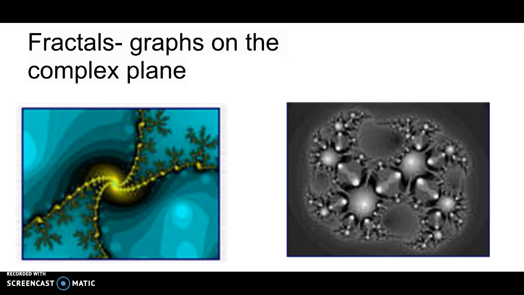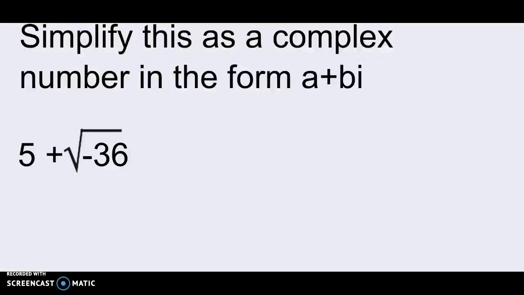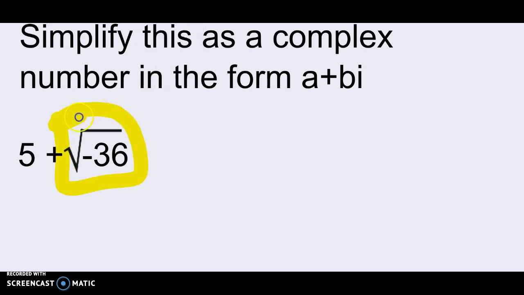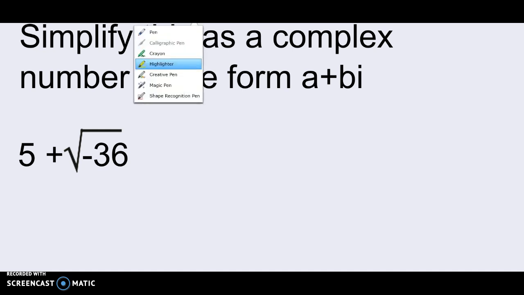All right, that's what they look like when you graph them, and they look pretty cool, but there's a lot more to it. So let's go on. So simplify this as a complex number. Now this can be done in your calculator because this is a perfect square right here. If it weren't a perfect square, you would not be able to do it all by yourself in the calculator. It would have to be simplified, but we're not going to get into that too much today.